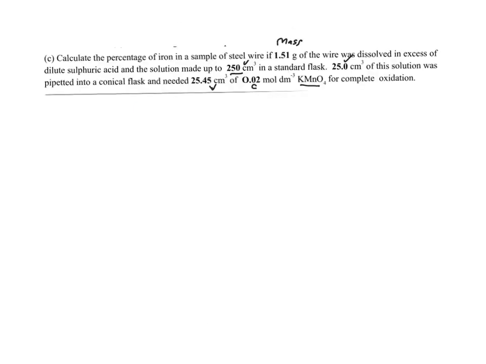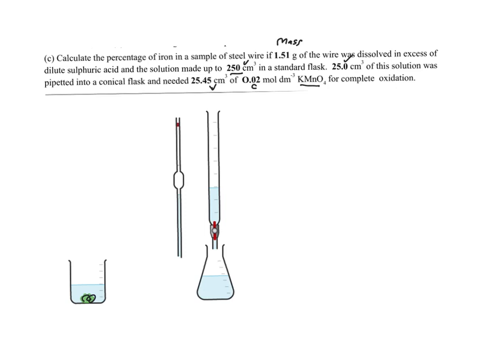Now, let's look at part C. Part C requires something called storyboarding. It's always a good idea to know the apparatus that you're working with. So what we've got is 1.51 grams of steel wire. Now steel wire is impure iron. We do not know the exact mass of iron in the steel wire because it's impure. We're dissolving that in an excess of sulfuric acid.